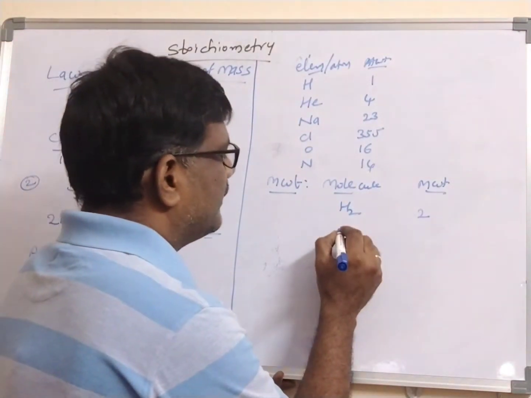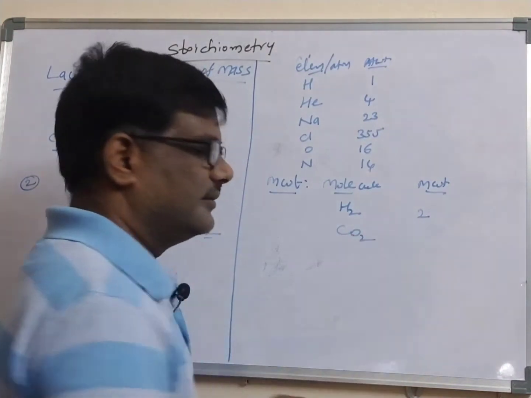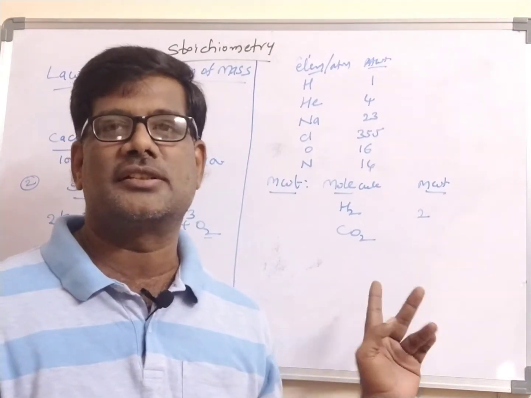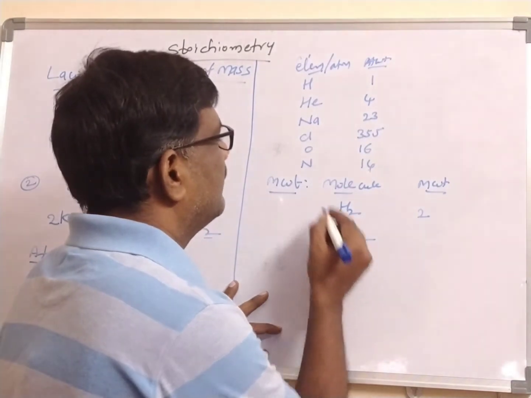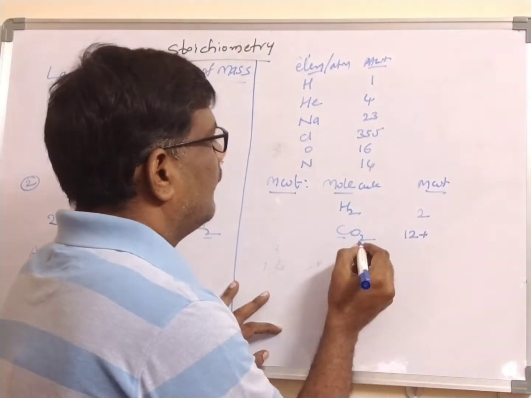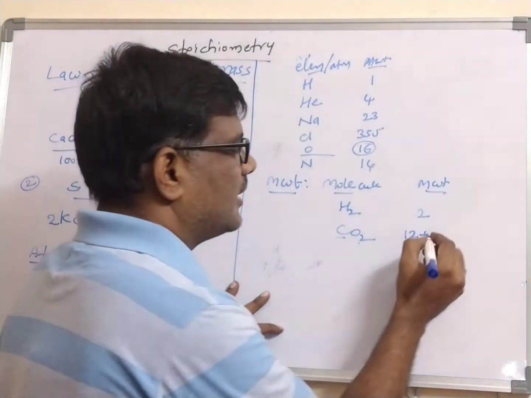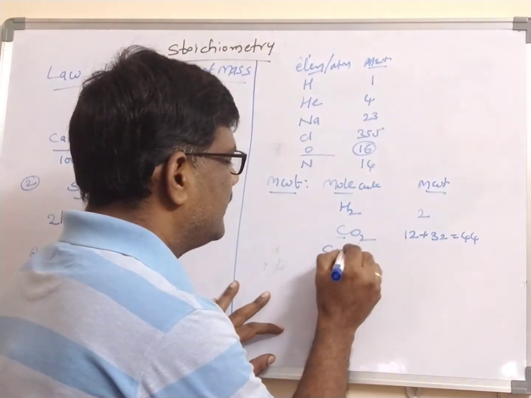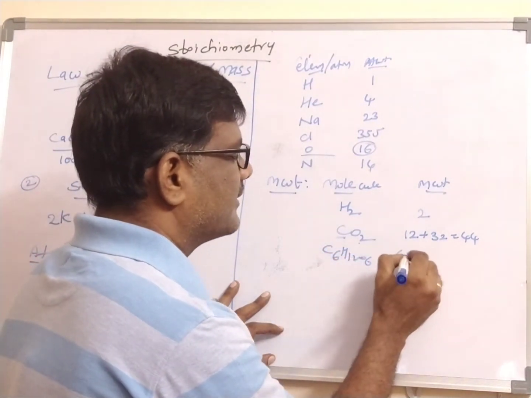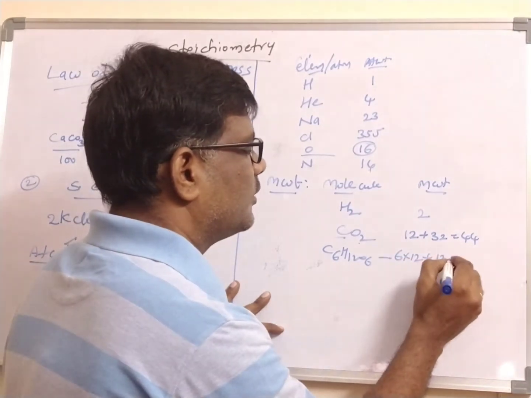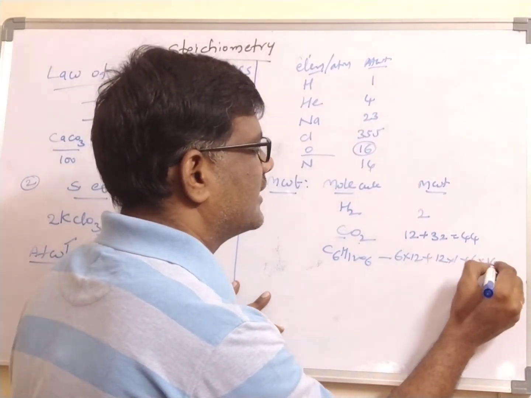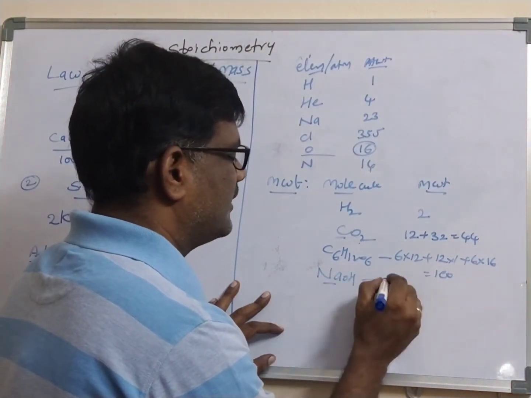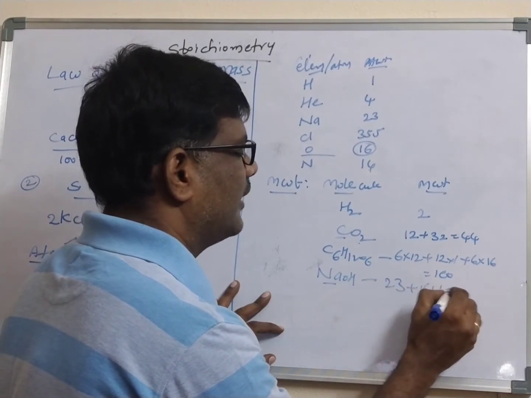Ultimately H2. Then I will take carbon dioxide. Carbon dioxide is a molecule consisting of 1 carbon and 2 oxygen atoms. That's why a combination of atoms is called a molecule. Carbon, we are already familiar with, has the standard 12. 1 oxygen is 16, 2 oxygen is 2 into 16, so it will be 44. Glucose, C6H12O6: 6 carbon, 6 into 12, plus hydrogen 12 into 1, plus oxygen 6 into 16, ultimately 180. Sodium hydroxide, NaOH: sodium is 23, oxygen 16, hydrogen 1, total 40.